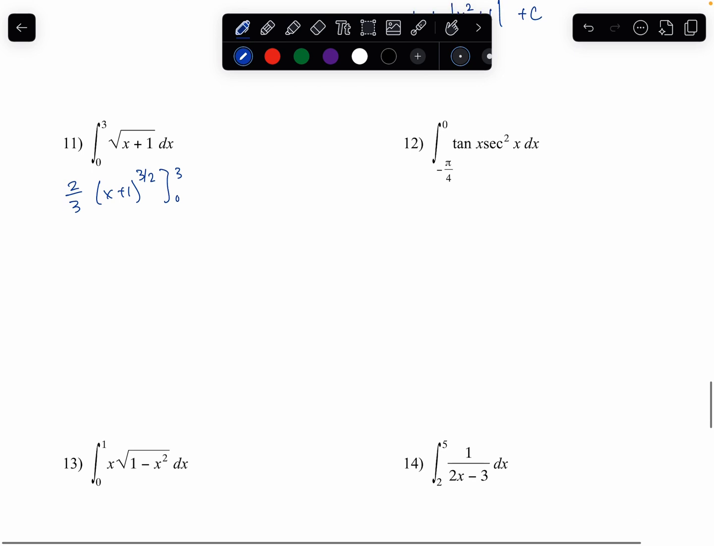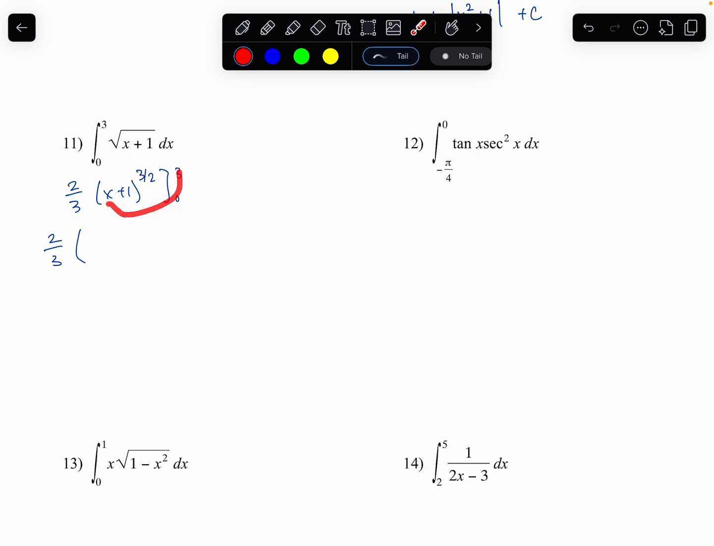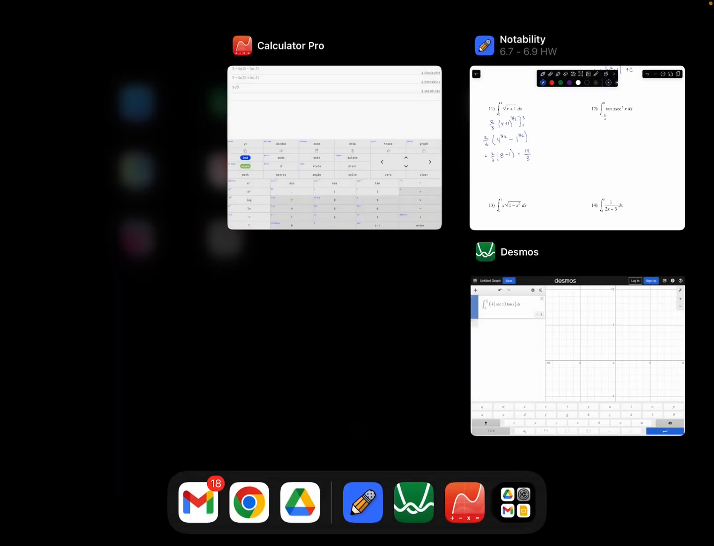And then let's go ahead and evaluate this. So that's going to be 2/3. If I plug in 3, that's going to be 4 to the 3/2 power minus, and I'll plug in 0, that's going to be equal to 1 to the 3/2 power. And then that's going to be equal to 2/3. I'm going to do the square root of 4, which is 2, and then cube that, which would be 8, and then minus 1. So this is going to come out to be 14/3.